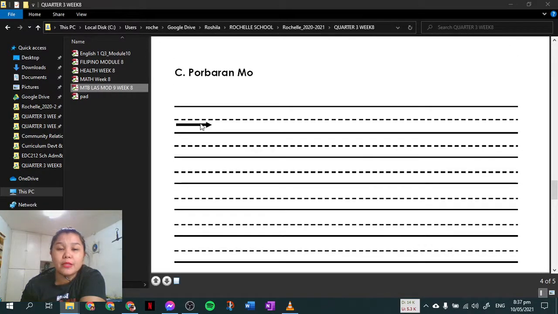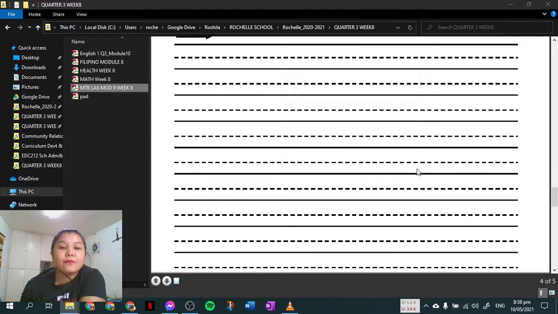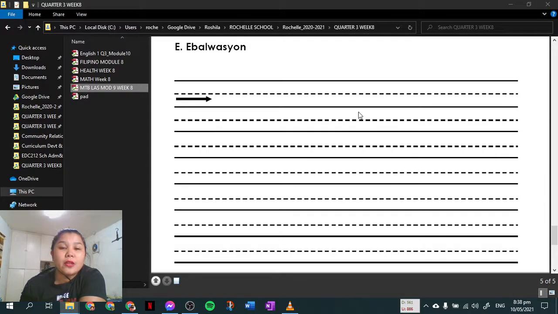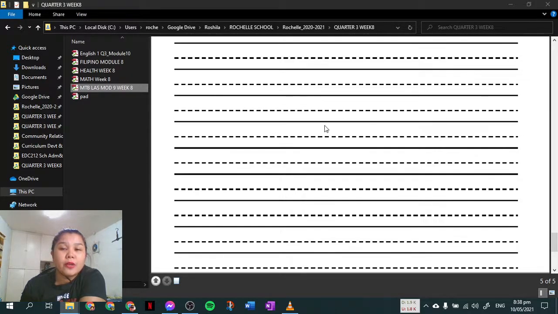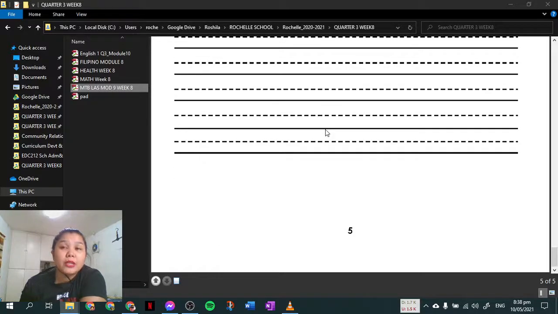Bakit may space? It means, bakit may arrow? It means, after the arrow, this is where you have to start writing. So, hindi sagad dito sa gilid. But then, the rest, pwede na dyan hanggang sa gilid. And then for letter E, evaluation, this is where you have to write yung part ng evaluation. Dito kayo mag-answer. So, that's it for Mother Tongue.